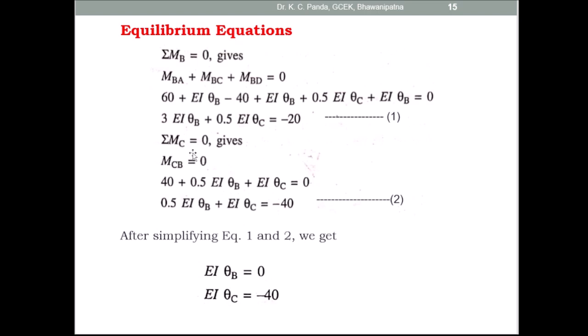Then the other joint equilibrium equation: summation of moment at C is equal to 0, that is MCB is equal to 0. Put the value of MCB here, and this is equation 2. After simplification of equations 1 and 2, you get EI theta B is equal to 0 and EI theta C is equal to minus 40.